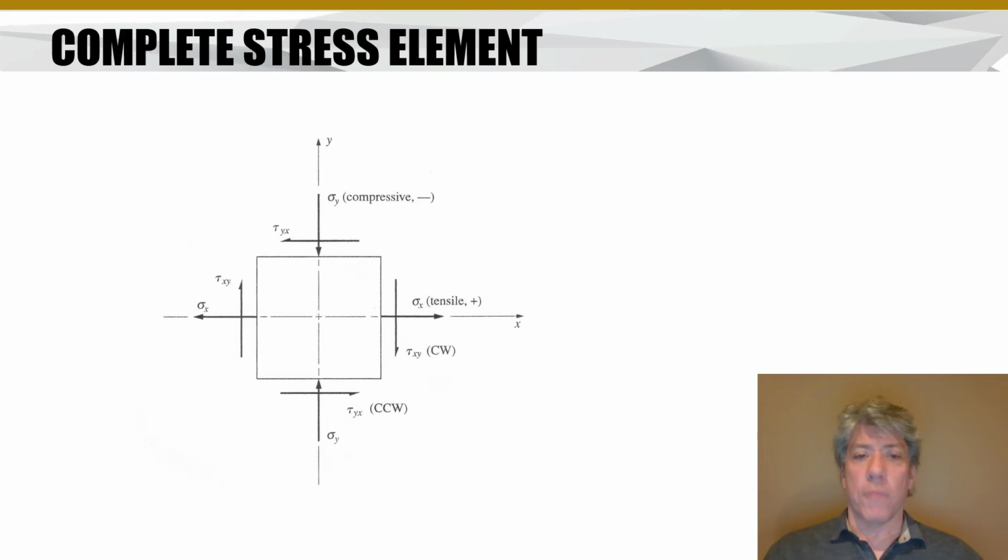So further, the shears don't necessarily have to point the way they are. Right now, the x faces are tending to cause clockwise rotation. That's why there's a CW just beside tau xy. And tau yx is tending to cause counterclockwise rotation of the cube. I think my directions are backwards because of the video, but you hopefully get the idea. So we name them clockwise or counterclockwise in addition based on how that pair on one face, on the x face or on the y face, tends to cause rotation.